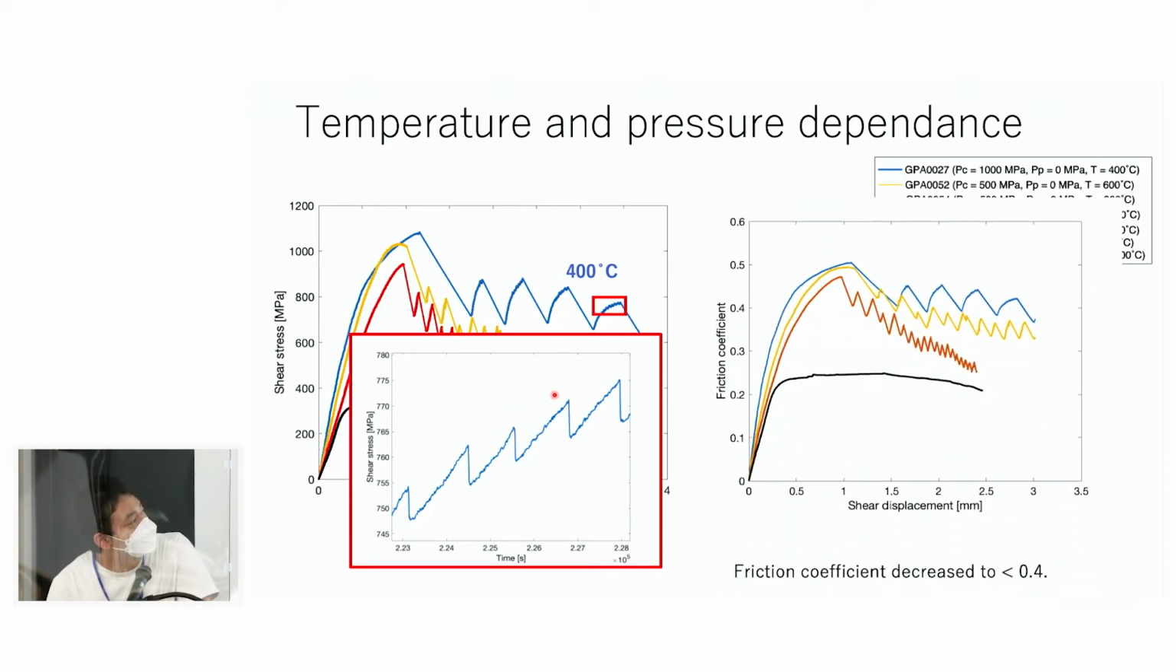And now the vertical axis is different. Now we calculate the friction coefficient of olivine as a function of shear displacement, how much slip we apply. Rock friction is very simple: the friction coefficient should be 0.6 to 0.85.